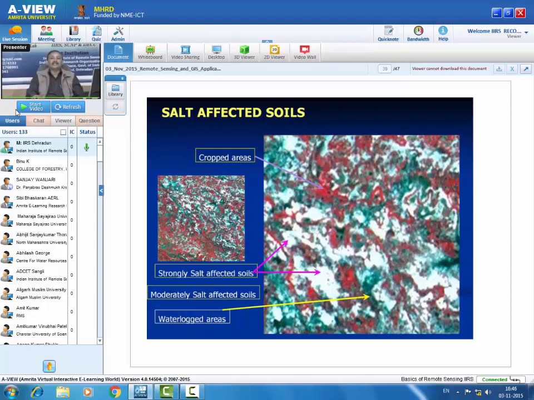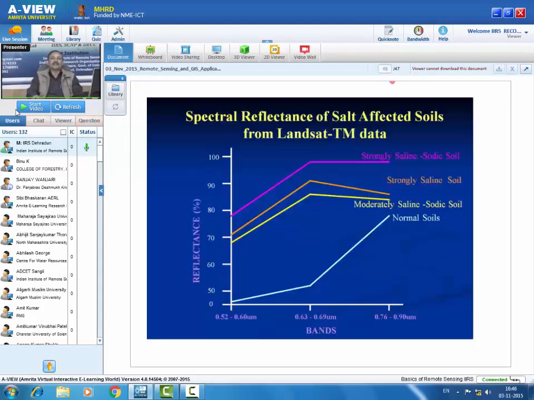And in the May or April month, they give the maximum reflectance, and blue, green, red radiations all get reflected in equal amount, and they appear on the remote sensing data as a white color. And waterlogged area also appears as a light greenish blue or bluish green color. So these are the waterlogged areas, and these are the salt affected soils, and these are the cropland. Crops are standing. So you can see the salt affected soils from the satellite data very clearly.